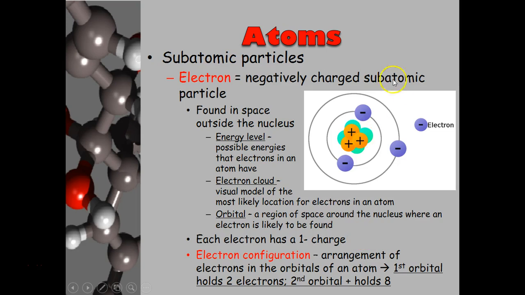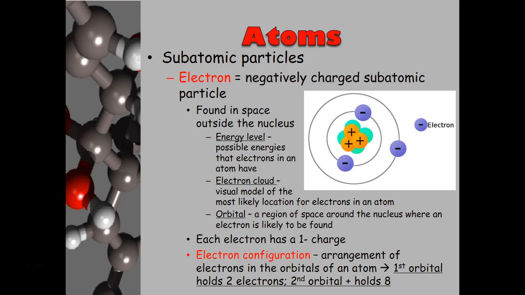So if I take a look at this particular diagram here, I've got 3 positives, right? And I've got 3 negatives to cancel them out. Alright, so overall, this particular atom is neutral. If I start changing the number of electrons, then we start getting into things called ions, and we'll talk about that when we get to ionic bonds a little later.